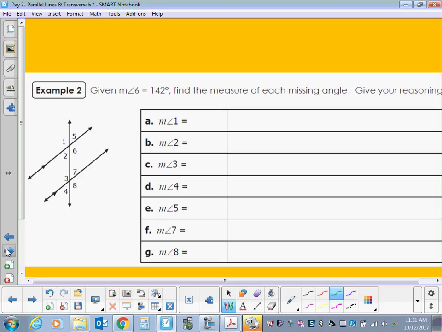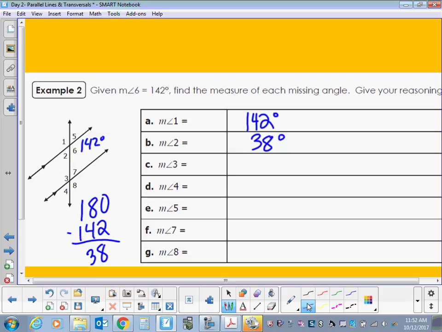Example 2 says, given that angle measure 6 is 142 degrees, they want you to find everything else. Charlie, what's angle measure 1? 142, vertical angles. What about angle measure 2? Sonia, can you tell me what that is? Angle measure 2 is a linear pair with angle 6. So 180 minus 142, what do you get? So angle measure 2 is 38 degrees.